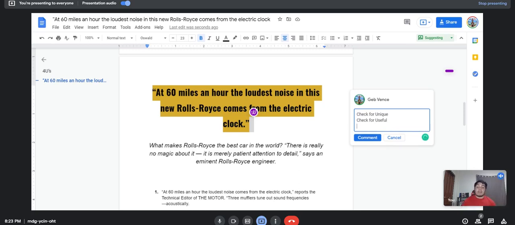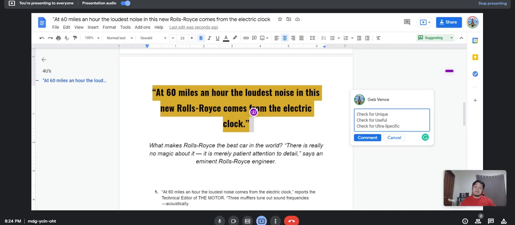Next, is it ultra-specific? That one is a big yes. Why? Because it says that at 60 miles an hour, the loudest noise in this new Rolls-Royce comes from the electric clock. Meaning, the car is a very quiet car. You're not going to hear any loud disturbance whenever you're driving. So that's the key element it gives. So it's ultra-specific. And I'm going to say this, there's a term that we call this. This is what we call a unique mechanism. So this is the mechanism of the Rolls-Royce: it is a very quiet car.